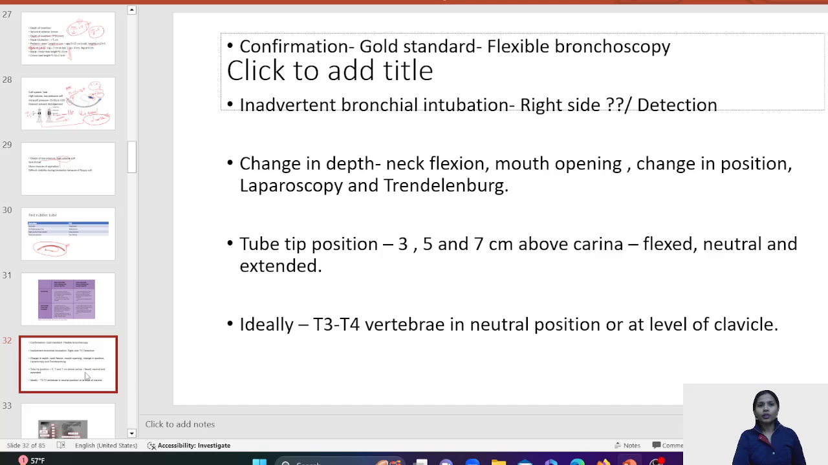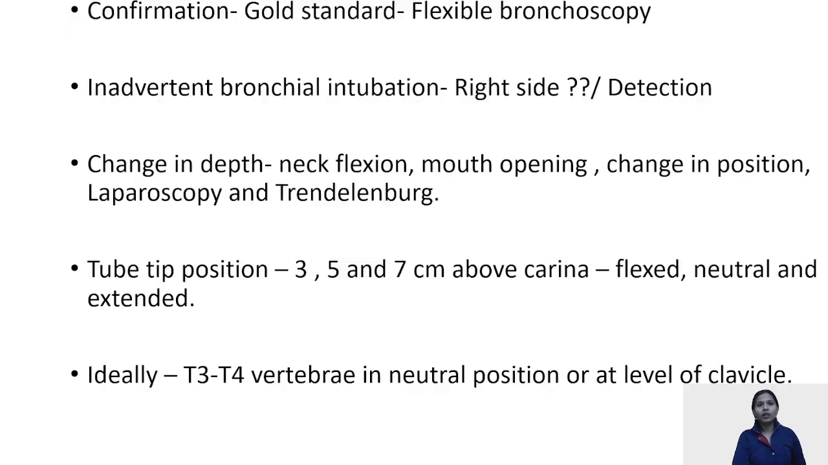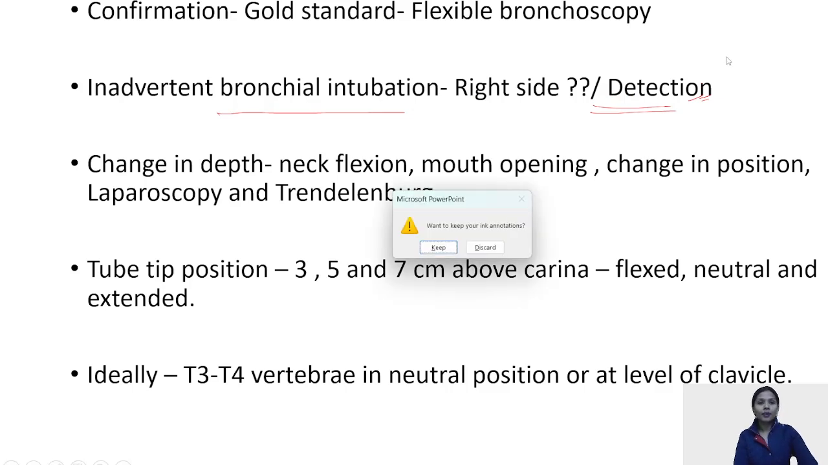Then moving forward to the confirmation. Confirmation I've already told, it's the flexible bronchoscopy. Then we have the bronchial intubation, and how to detect bronchial intubation was via your auscultation and your chest movements. This was the method for auscultation.